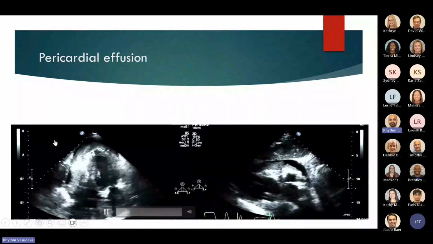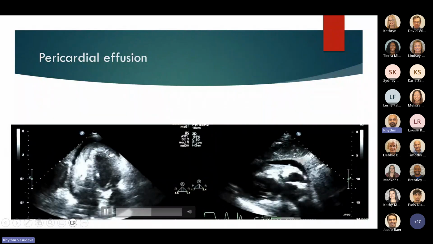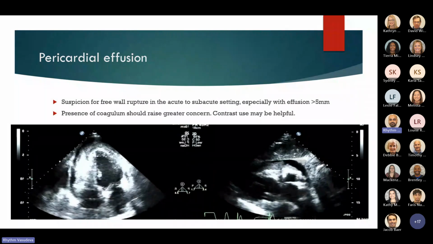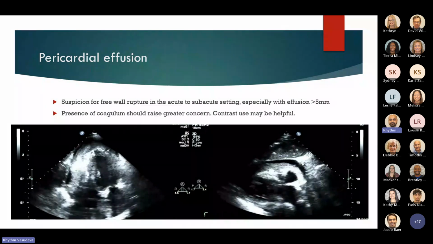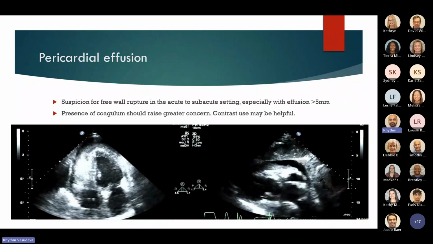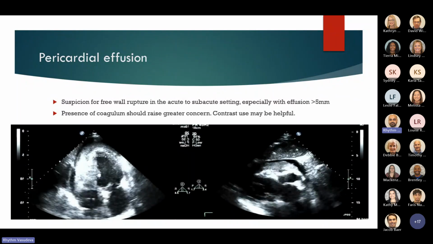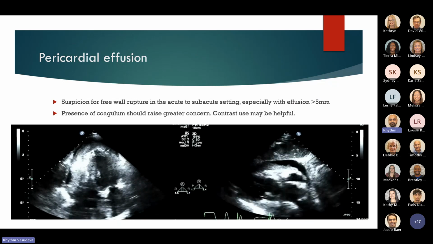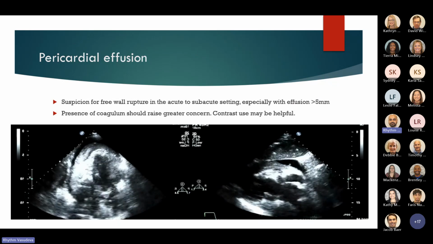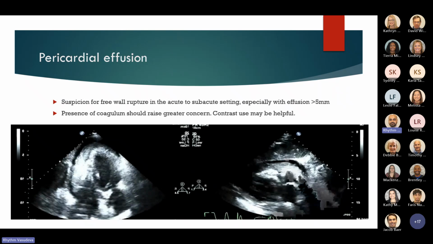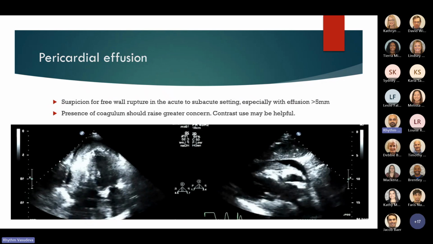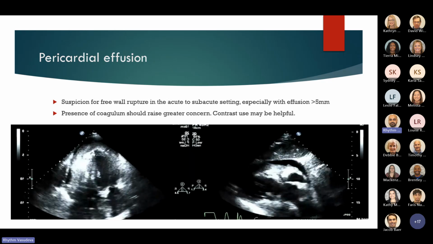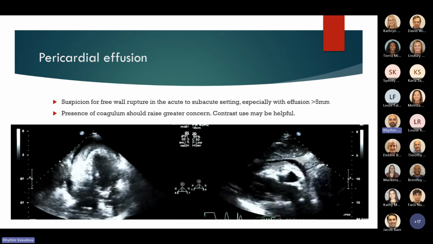So if you see that on an echo, that is a high-risk feature and is very suggestive of a free wall rupture. You should especially start looking for this when you see effusions of greater than 5 millimeters. And if you see a coagulum, that should be very concerning. Again, it's very hard to really see that area of rupture on your 2D echo. It can frequently be missed. It's usually not spotted, but sometimes you can use contrast to see if there's any movement of contrast between your chamber spaces and within your pericardial space.